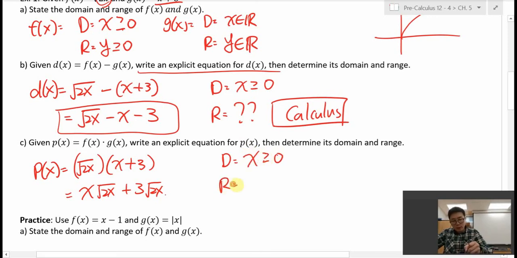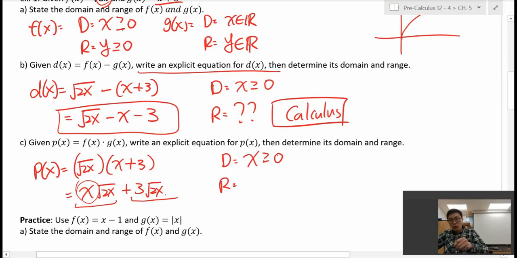Okay, now range. This time we can actually tell what the range is. If you think about this, since x has to be bigger than or equal to 0, that means this is always going to be either 0 or positive. Again, when you square root something, the answer will always be 0 or positive. Same thing, and if you multiply by something that's positive, this is going to remain positive or 0. Same thing here. Root 2x is always going to be 0 or positive. And if you multiply that by 3, you are still going to end up with either 0 or positive.